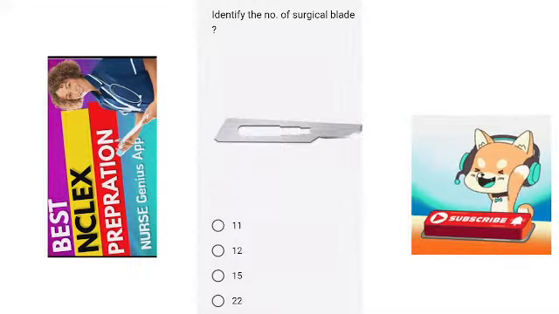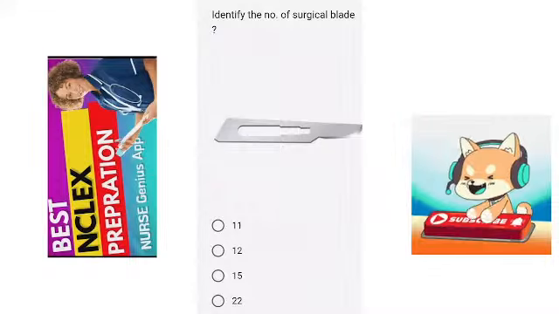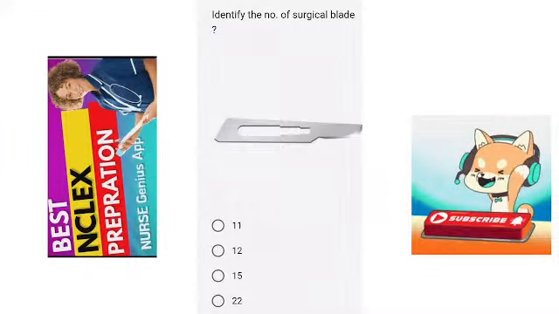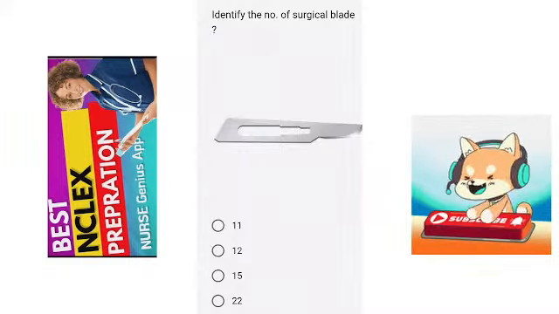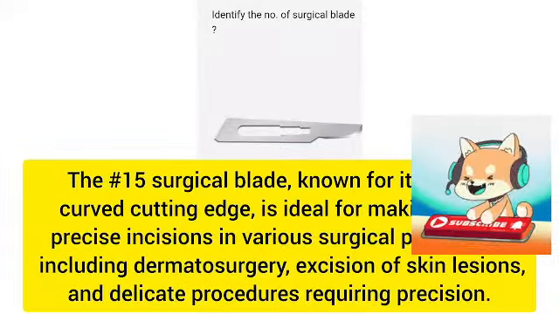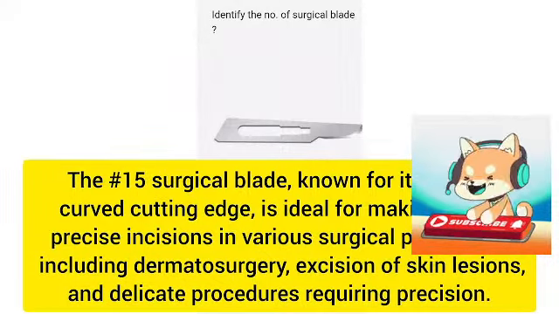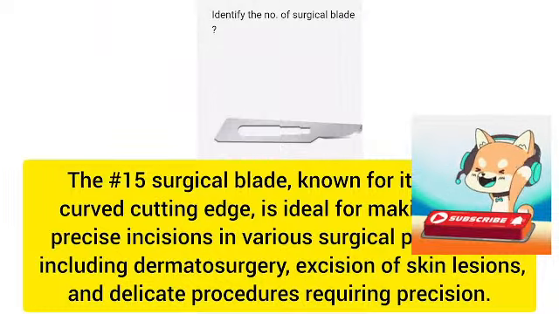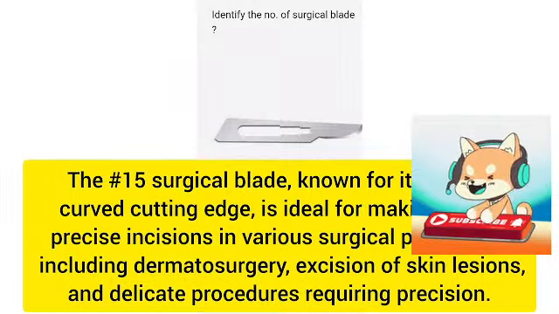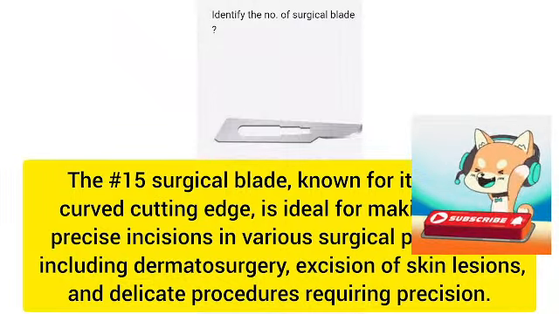Identify the number of the surgical blade. Look at the picture, that is a surgical blade. So what is the number? Option A 11, option B 12, option C 15, option D 22. So what is the correct answer? It is number 15. It is a surgical blade with a small curved cutting edge. It is ideally used for precise incisions, including dermatosurgery, excision of skin lesions and delicate procedures requiring precision. These are the uses of surgical blade number 15. Okay, next, move on to another question.